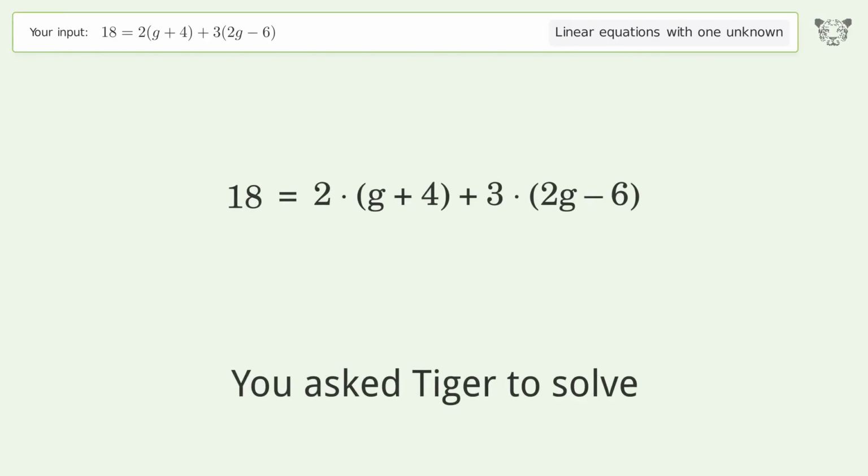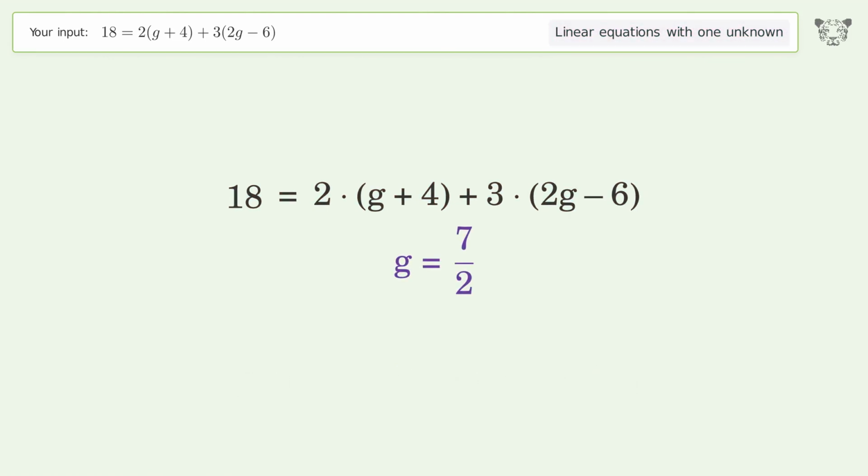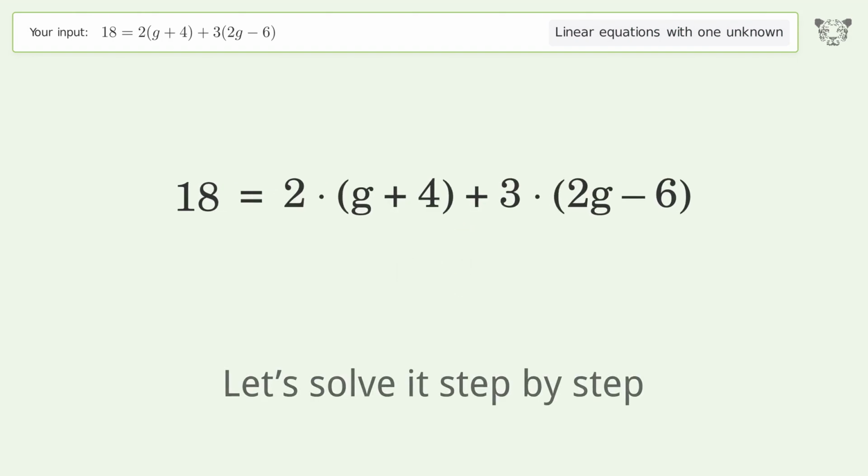You ask Tiger to solve this. This deals with linear equations with one unknown. The final result is g=7/2. Let's solve it step by step.